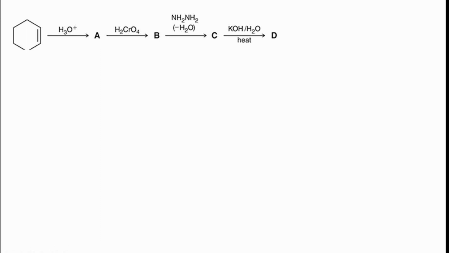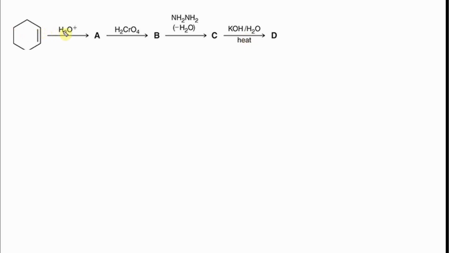We are going to look at a simple multi-step synthesis problem, and in this problem you can see that there is an alkene and it goes through multiple steps, and we are just to find out what the structure of the products are in each case.